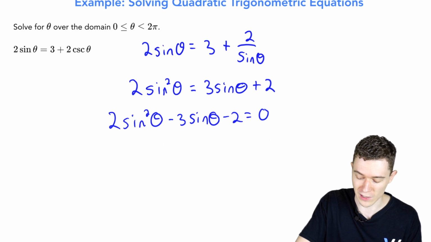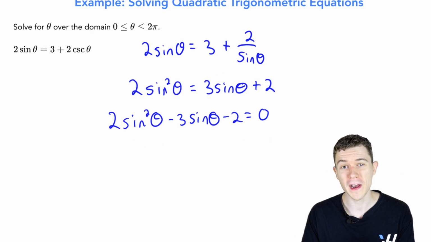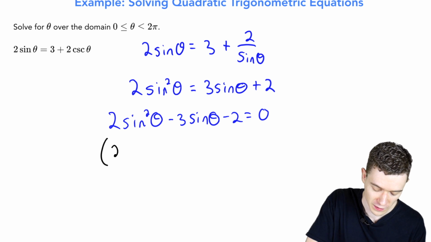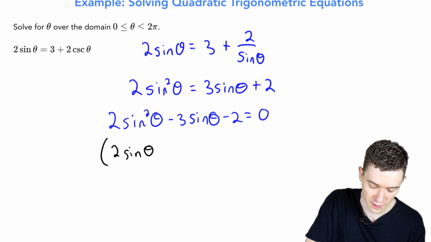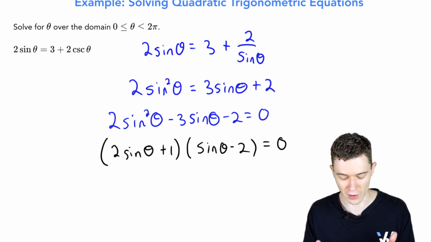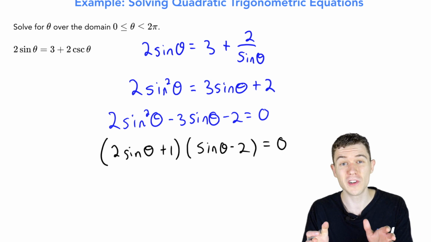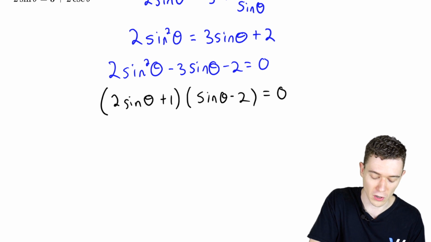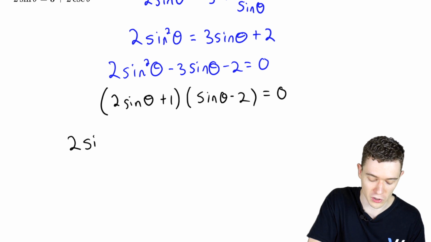We're ready to factor. Now if you're a little rusty on factoring by grouping, you can check a previous video. This will factor into 2 sine theta plus 1 times sine theta minus 2. This should still be 0. Now that we've factored this into two linear equations, we can set them both equal to 0 and solve using our knowledge of linear trig equations.